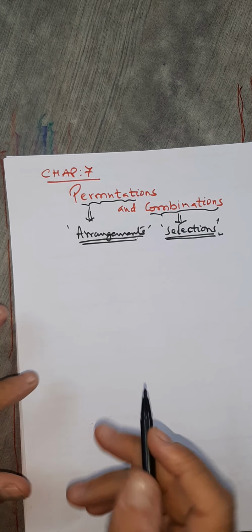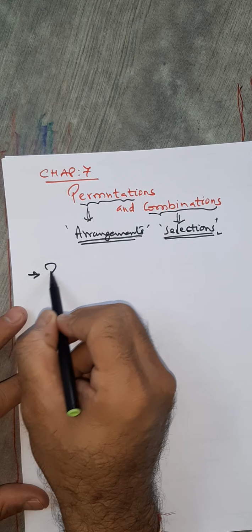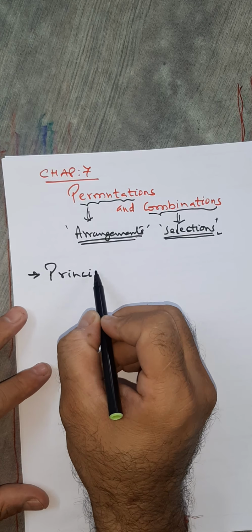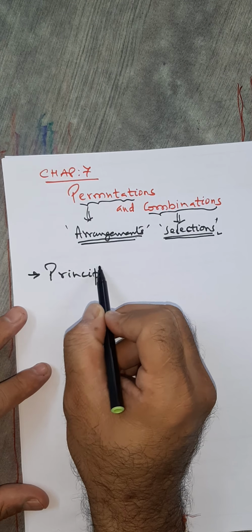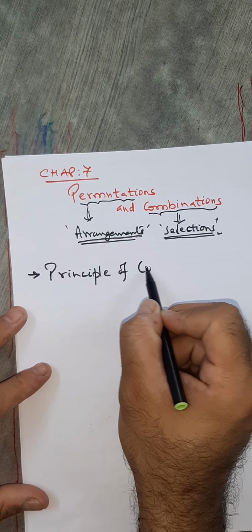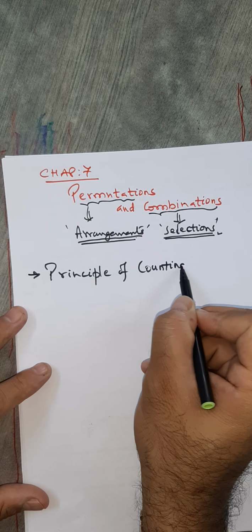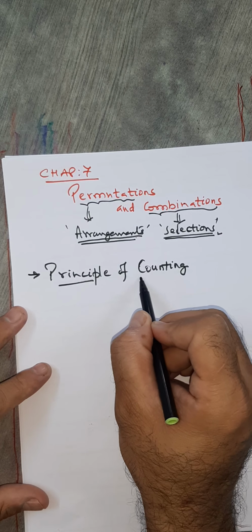But before we get into permutation, there are two things I want to discuss. One is called the counting principle, or principle of counting. So the first one is this: the principle of counting, or you can call it the counting principle. Now, what is the counting principle?